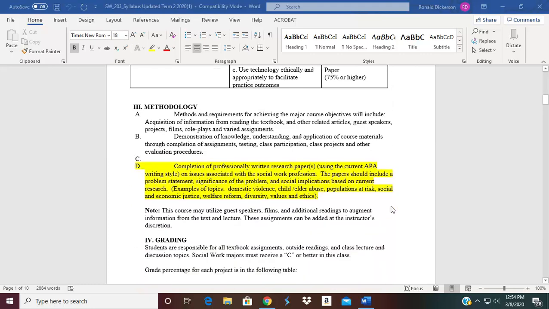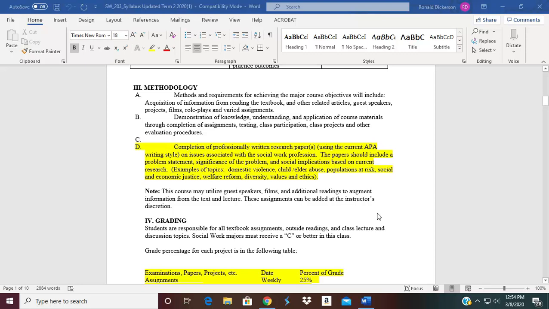So let's look at the methodology for the course, okay? This kind of explains what you're going to be doing throughout the course, but what I want you to pay attention to is it's listed as D, but really it's C. So you're going to complete a professionally written research paper using APA writing style format on an issue associated with the social work profession. I know students always ask me, well, what do you mean an issue? Well, juvenile delinquency might be an issue. Teen pregnancy might be a social work profession issue. So that's what they're looking at.